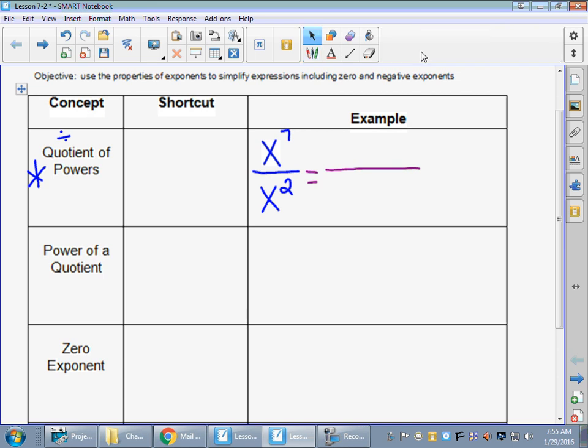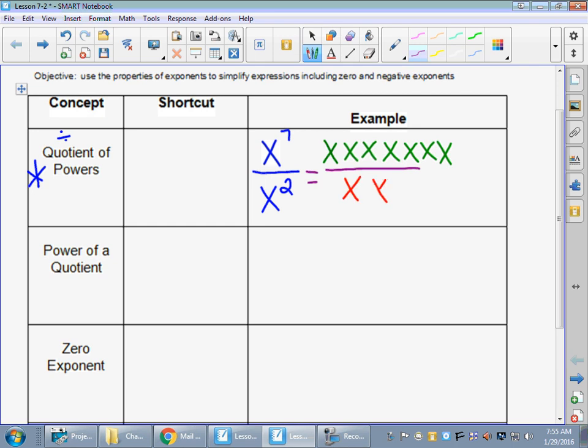So if I've got an x to the 7th in a numerator, repeat multiplication, I got 7 of those little guys up there in the numerator. 1, 2, 3, 4, 5, 6, 7. I've got 2 x's down here in the denominator.